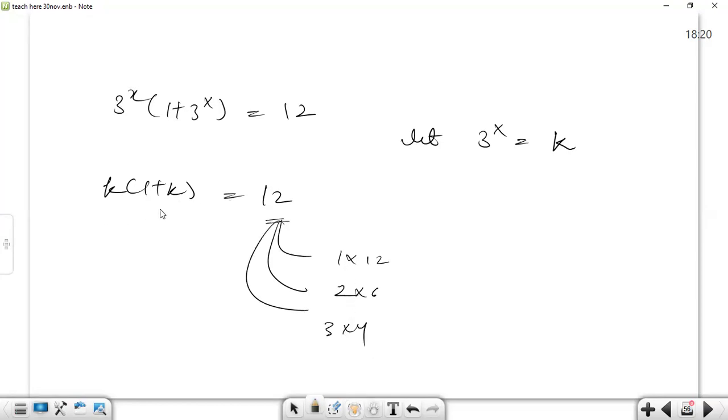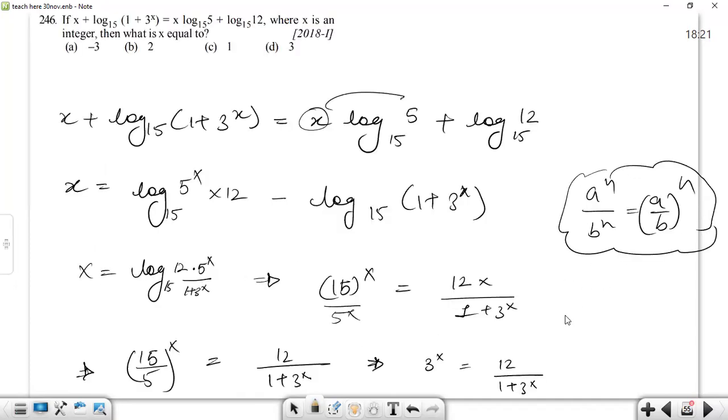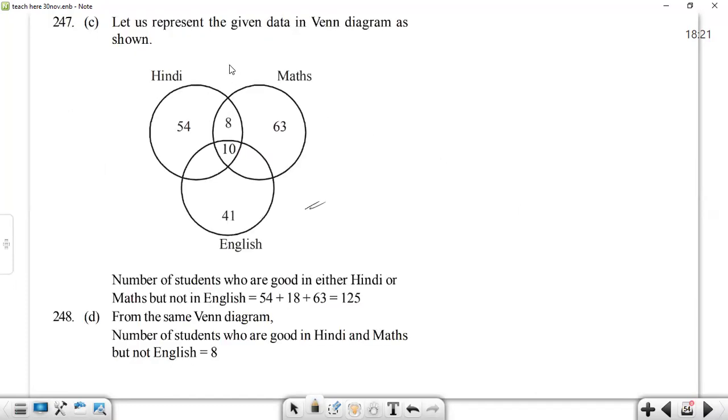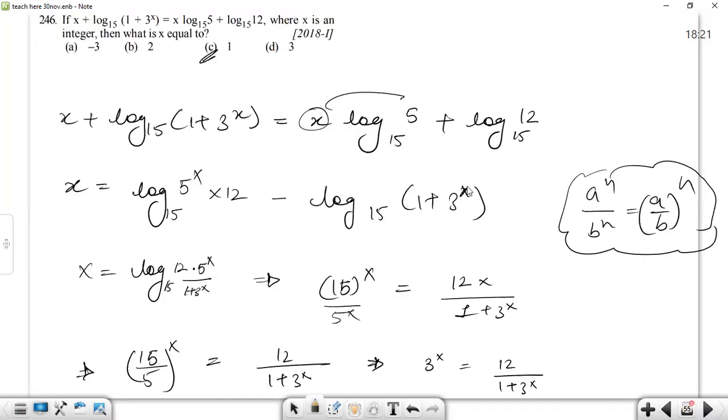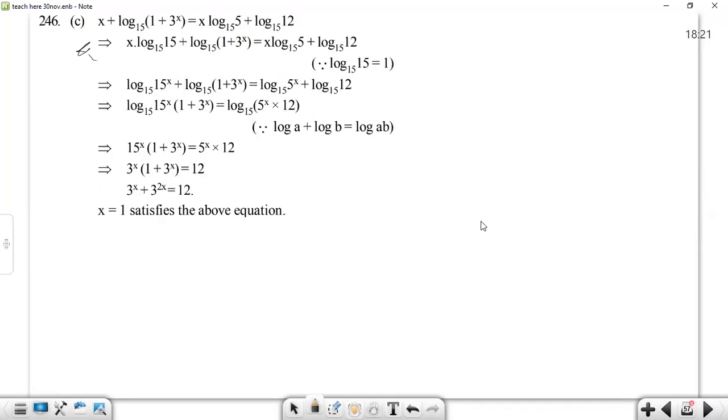So the difference between the factors has to be 1, because here it is the case. So the difference is 11. No. Difference is 4. No. Difference is 1. Yeah. So this has to be 3, and this has to be 4. This will happen only when k is equals to 3. So if k is equals to 3, 3 raised to power x is equals to 3, x is equals to 1. Any doubts? So C is the correct answer. Yes, it is correct.